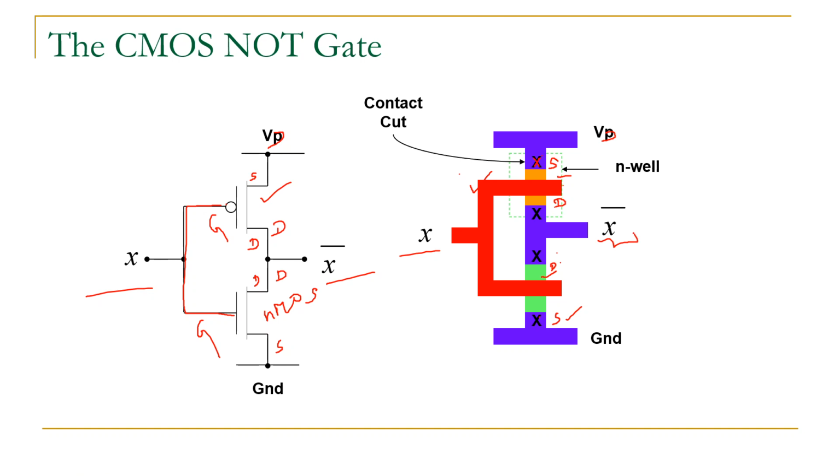This is done with the help of your metal. And see here, your P MOSFET should always be in an N-well. That is why it is marked here in green color with an outer dotted line. And the cross here is a contact cut. This is the basic simple layout of your CMOS inverter.